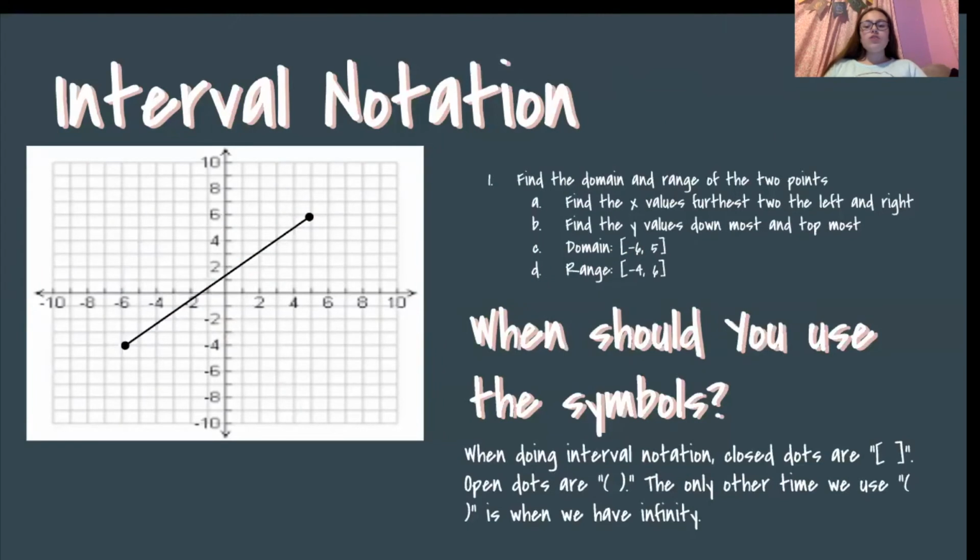And basically, when should you use the symbols? When doing interval notation, the closed dots are the brackets, or this thing that looks like a box. And the open dots are parentheses. The only other time we use parentheses is when we have infinity, which I will go over later. But this is how interval notation works. It's just writing out the points from the different types of things on the coordinate plane.